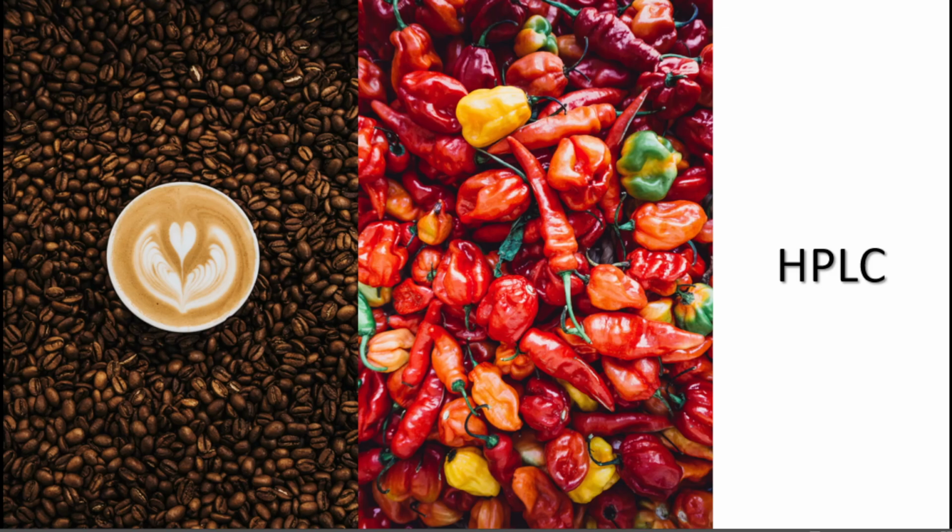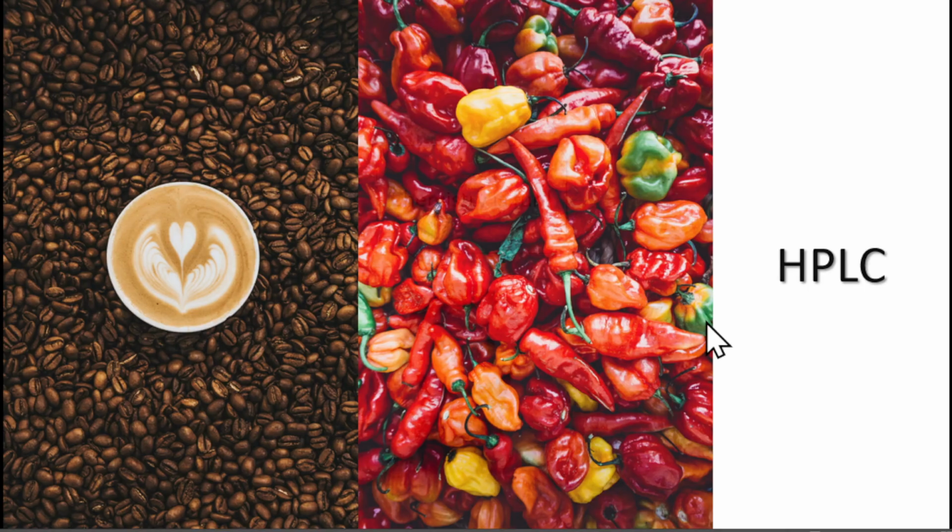Another instrumental method we'll study is high-performance liquid chromatography, or HPLC. In the lab, examples include analyzing a drink sample for its caffeine content or determining the capsaicin concentration in a sample of peppers or hot sauce.